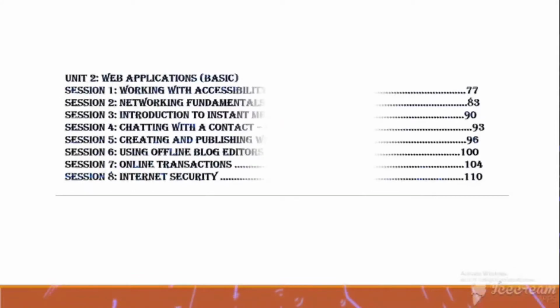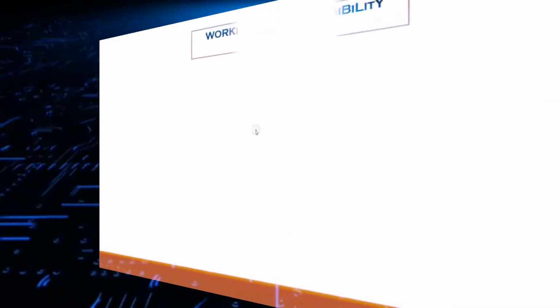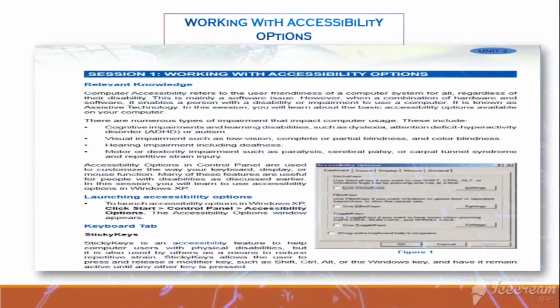Dear student, there are various types of content in web application. The first lesson is working with accessibility options. Do you know, children, what is the meaning of accessibility options? Accessibility refers to the design of products and environments for people with disabilities. Examples include wheelchairs, entryway ramps, hearing aids, etc.